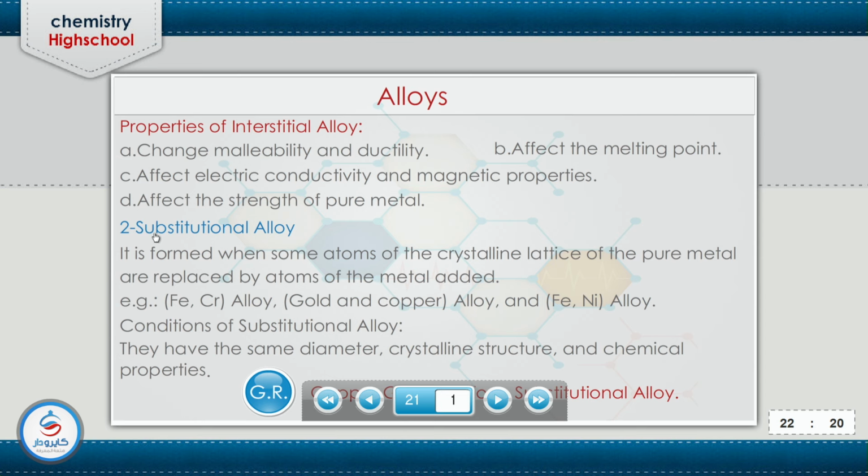Number two, substitutional alloy. It's formed when some atoms of the crystalline lattice of the pure metal are replaced by atoms of the metal added. Example, iron chromium alloy, gold copper alloy, iron nickel alloy. Conditions of substitutional alloy: they have the same diameter, same crystalline structure, and same chemical properties.